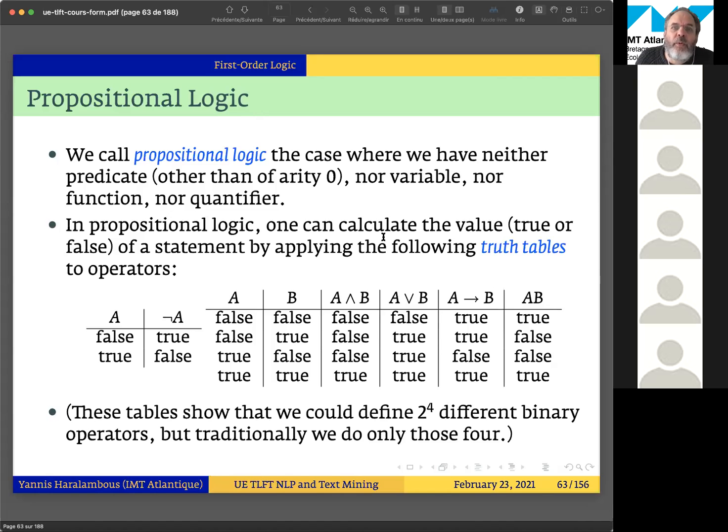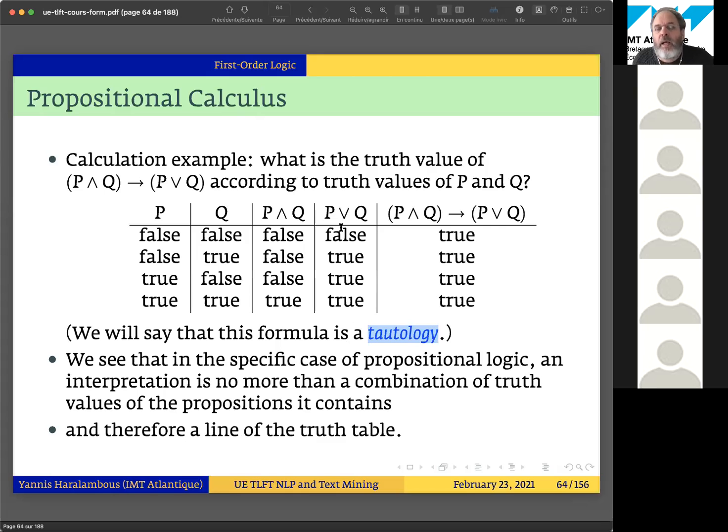And I'm giving you propositional logic only as an example, and because you probably already have seen these notions, so that you can compare the two and realize that first order logic is much more and gives you much more power to interpret your formulas.